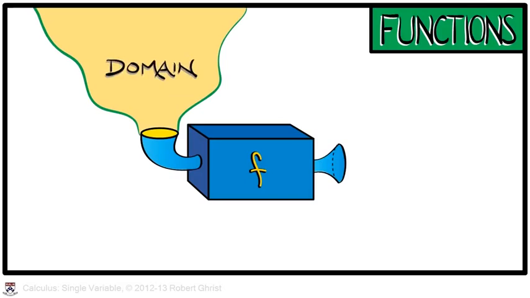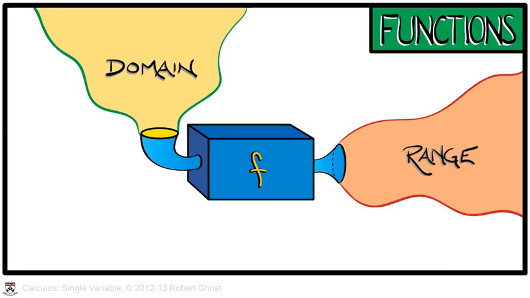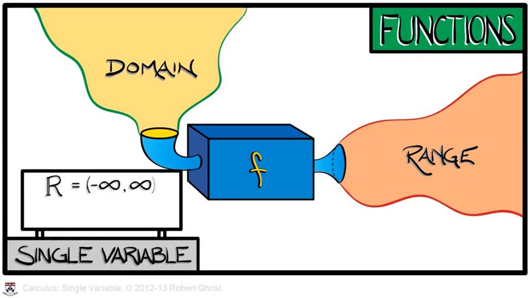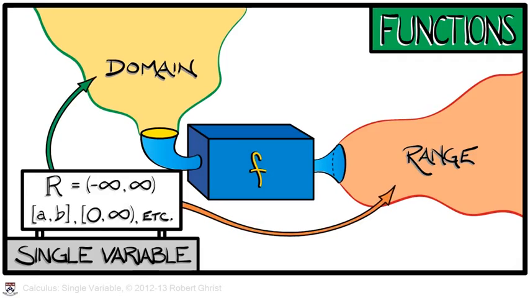For example, the domain of a function f consists of all possible inputs, all the things you might put into the function. The range of a function f consists of all possible outputs, things you might receive from f. Now, this is single variable calculus, and because of that, our domains and our ranges are going to be relatively simple. They are going to consist of either the real number line or certain subintervals thereof.